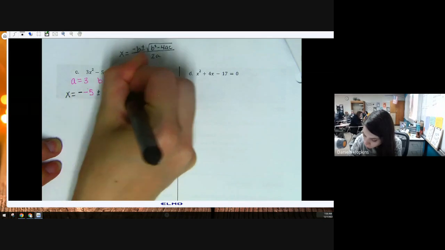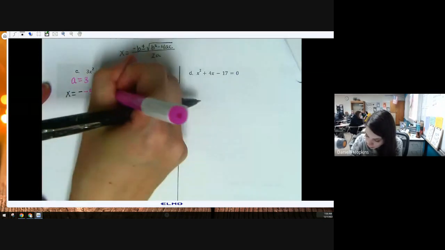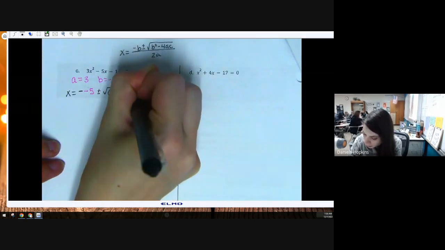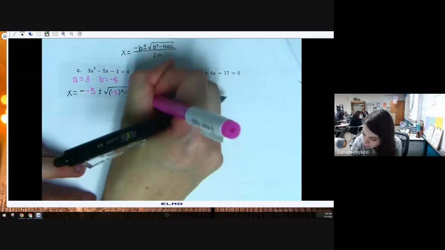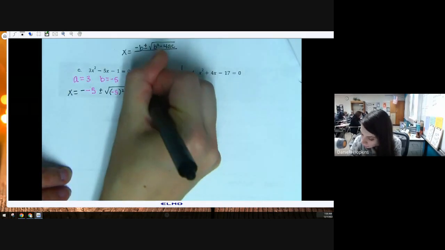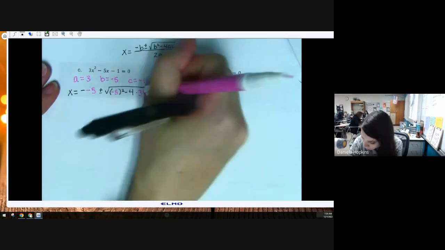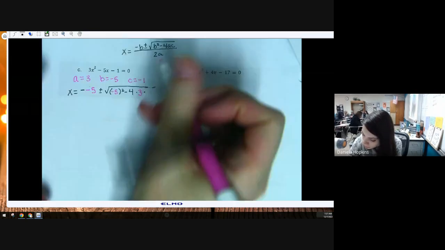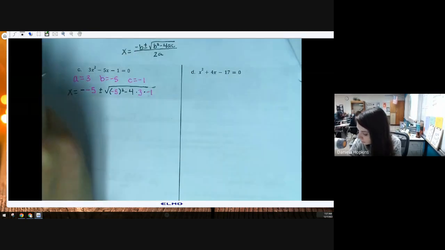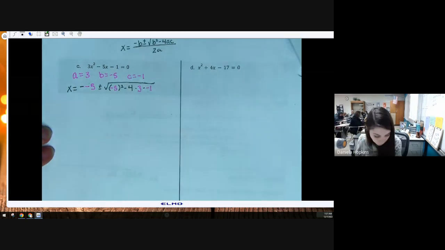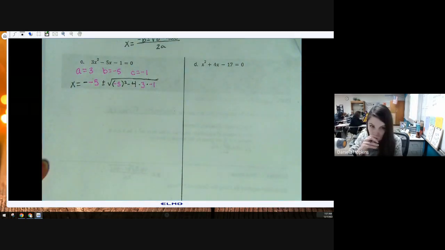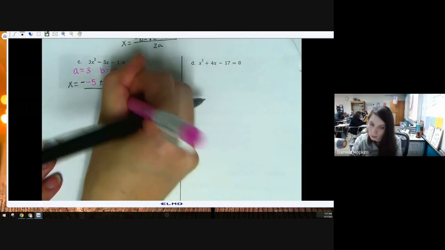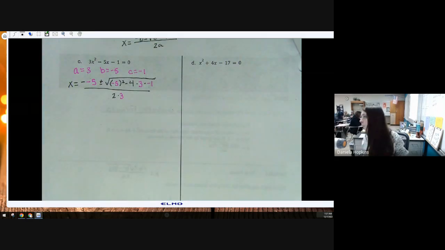-5 plus or minus the square root of -5 in parentheses squared minus 4 times my a, which in this case is 3, times my c, which is -1. Oops, I did that in the wrong color. I'm trying to color code here. Then I will do all divided by 2a, so 2 times 3. All right, 1 point on a quiz.